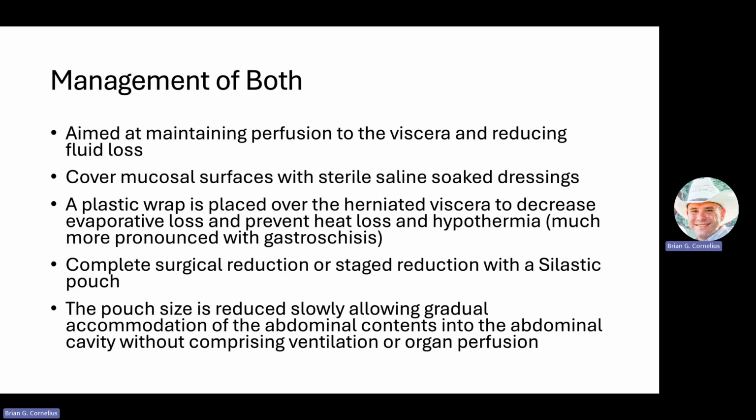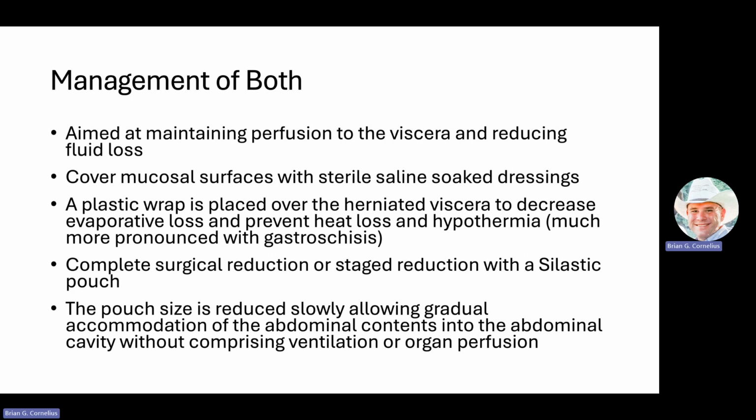So what do we do? We try and maintain perfusion of the viscera so they don't have any sort of loss of intestinal function. But the big thing, like I said, is fluid and temperature loss. So initially, we're going to cover the mucosal surfaces with moist dressings, basically just something as simple as saline soaked gauze. And then we put a plastic wrap over the herniated viscera, which helps us reduce the incidence of heat loss and volume loss. It's a lot more pronounced with gastroschisis than it is with omphalocele, which just makes sense because with omphalocele, you do have that membrane that's covering it.